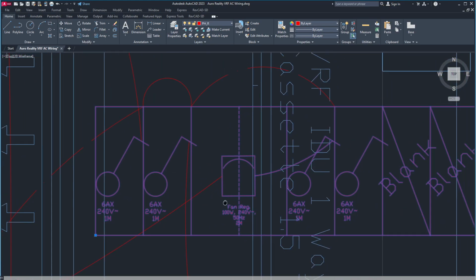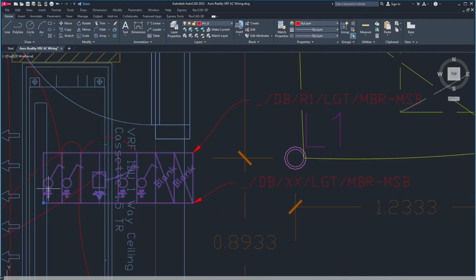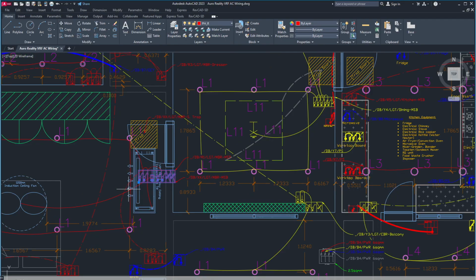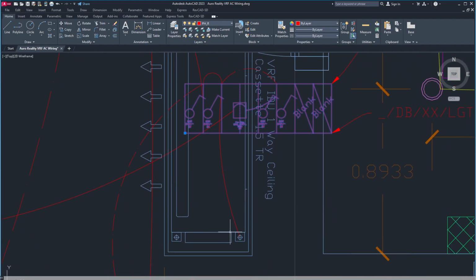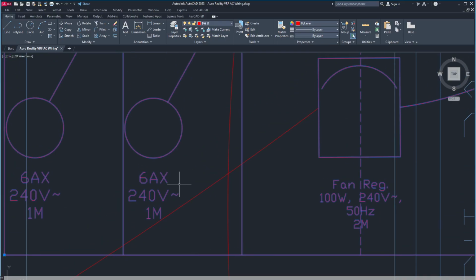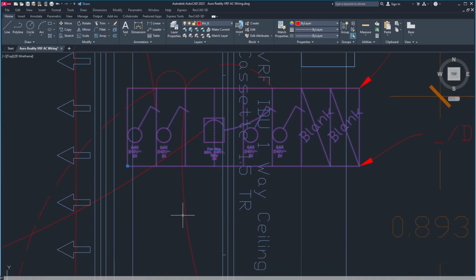So this is our main switch box, main switchboard. This is switch number 1, 2, 3, 4, 5, 6, 7, 8. Switch number 1 is controlling these 6 downlights. Switch number 1 controls the downlights, and switch number 2 controls the AC. Now you might say, how can a small 6 ampere switch control an AC?